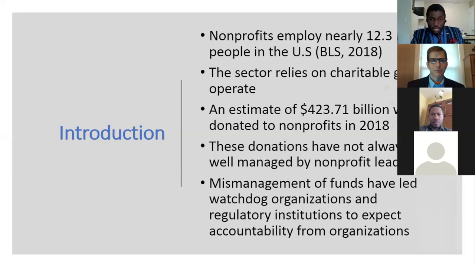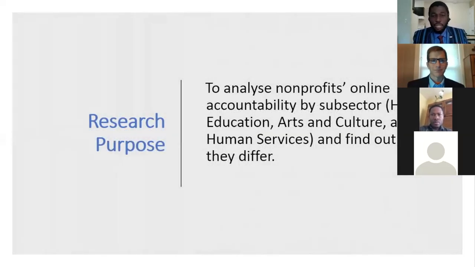So, jumping into the purpose of this research, this research is to analyze nonprofits' online accountability by subsector, focusing on health, education, art and culture, and human services subsectors. These are the four main subsectors in the nonprofit world in the United States. Those four subsectors constitute more than 75% of the total nonprofit organizations across the country. So the aim of this research is to find out how those subsectors differ on the degree of online accountability.